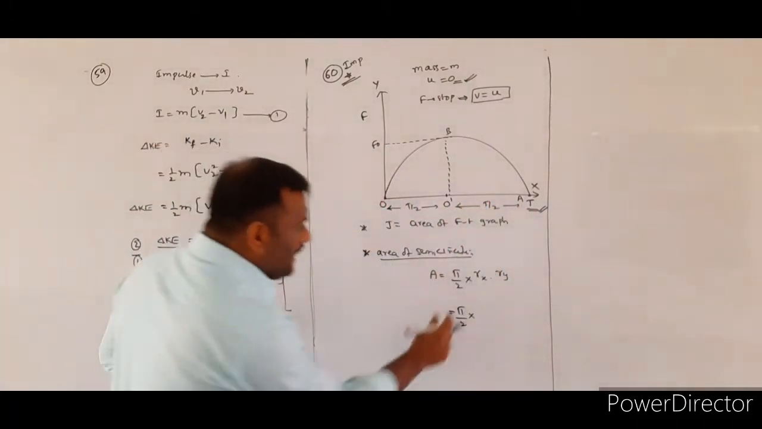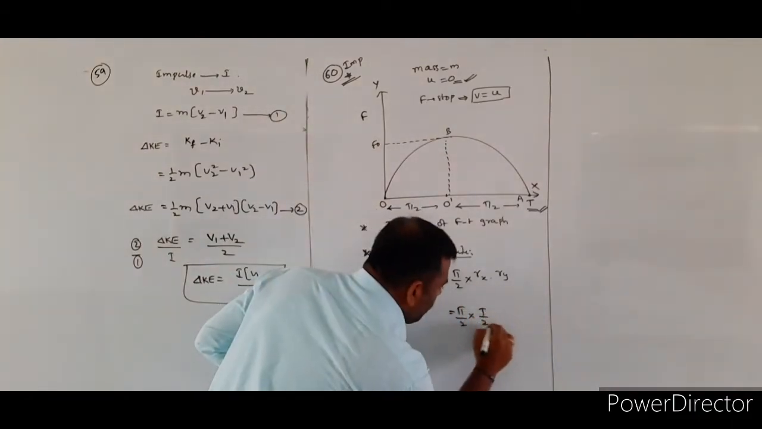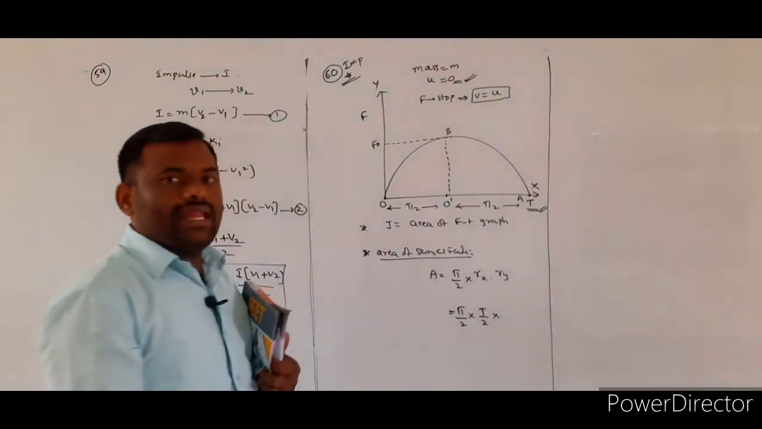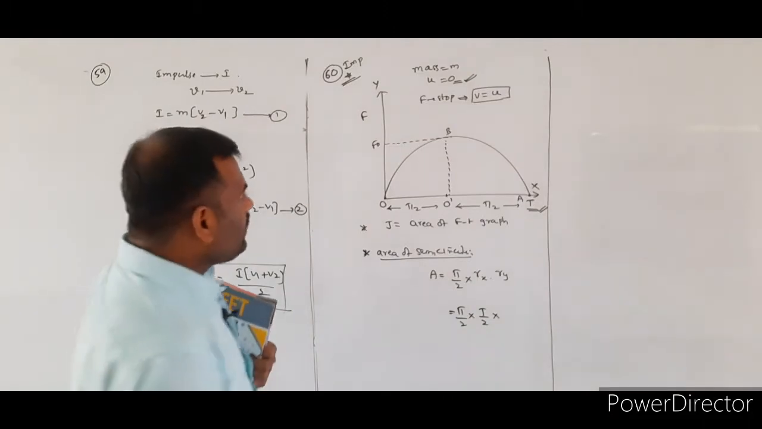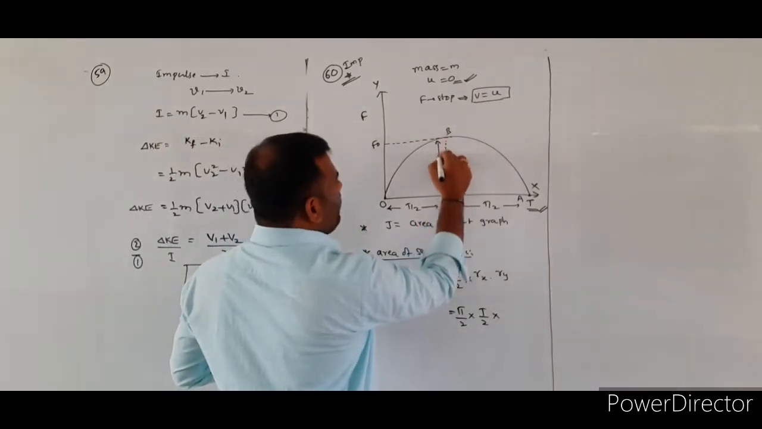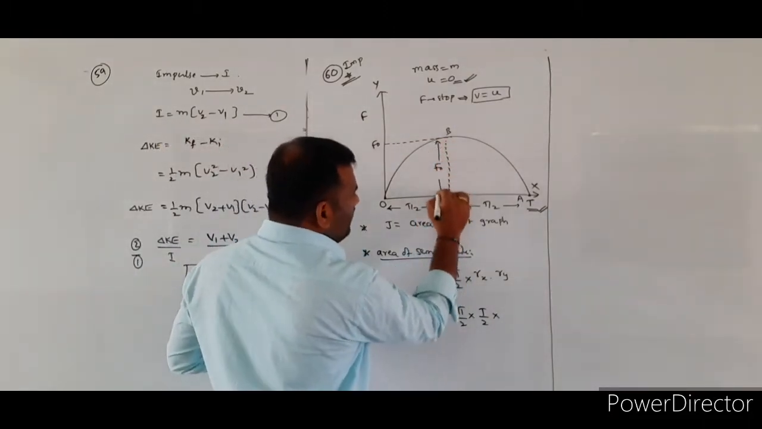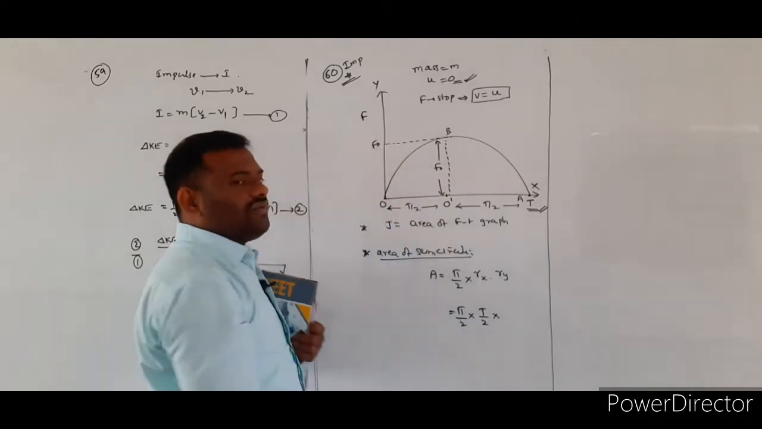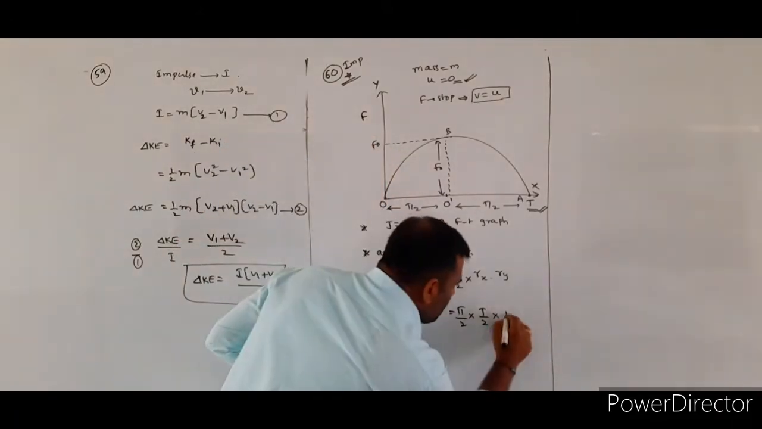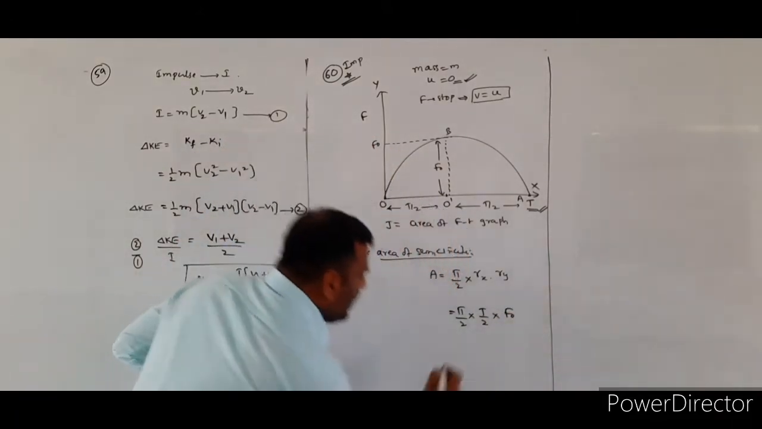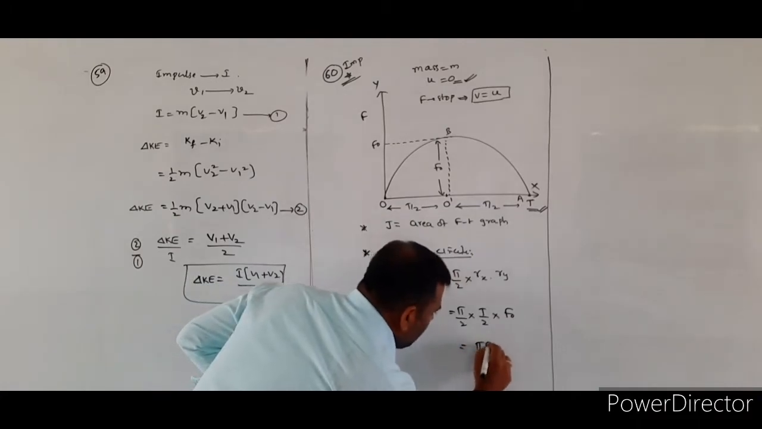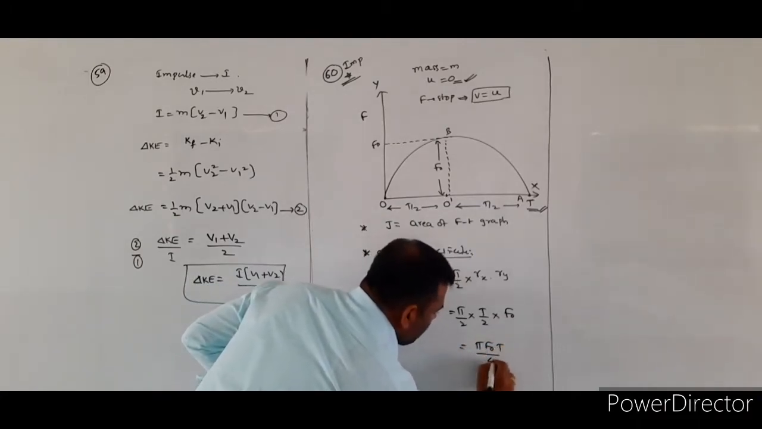So the radius value along the x-axis is equal to T by 2, and the radius value along the y-axis is equal to F naught, that is the peak value of the applied force. Therefore the area is pi F naught into T by 4.